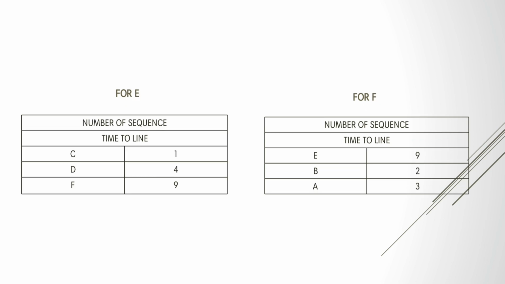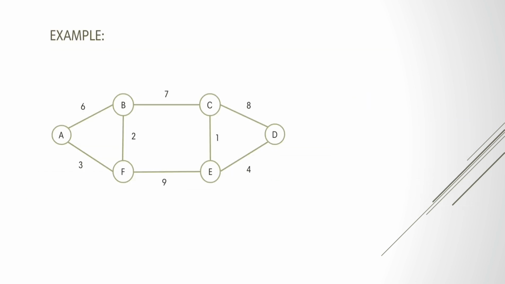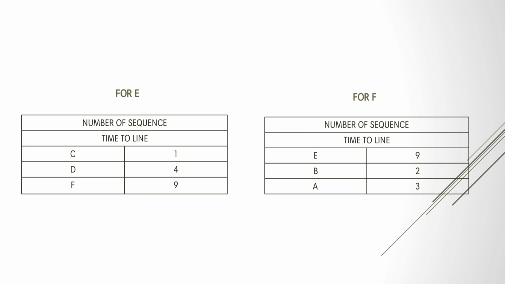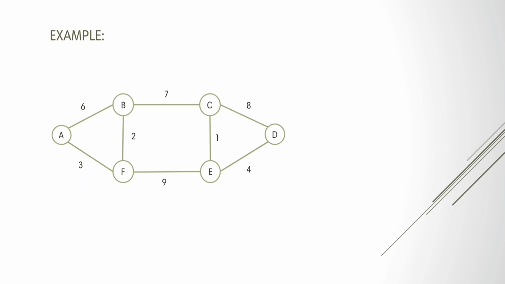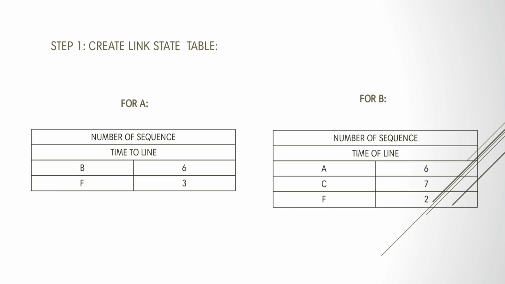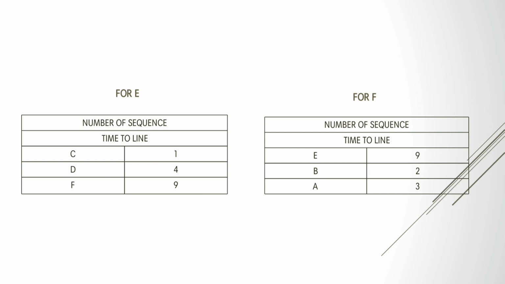Then for E, we will view the neighborhood nodes D, C, F. What is the length between E to D, E to C, E to F? C1, D4, F9 is mentioned here. Next for F, we will see the neighborhood nodes E, B, A. Here, what is the distance between F to E, F to B, F to A? E9, B2, A3 is mentioned in this table.